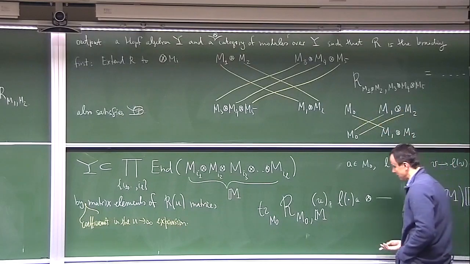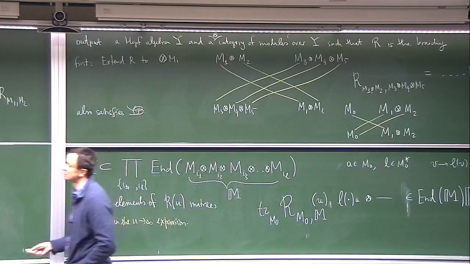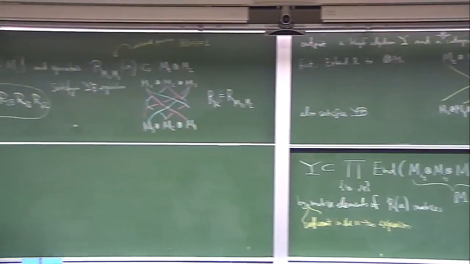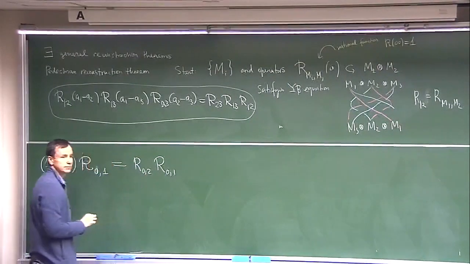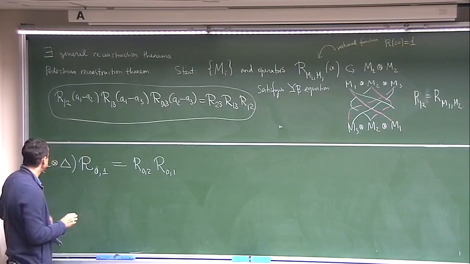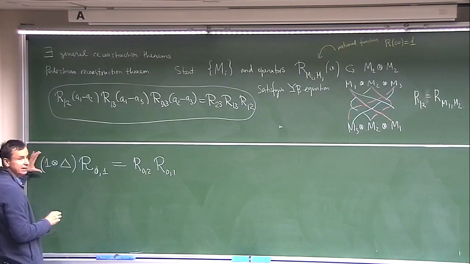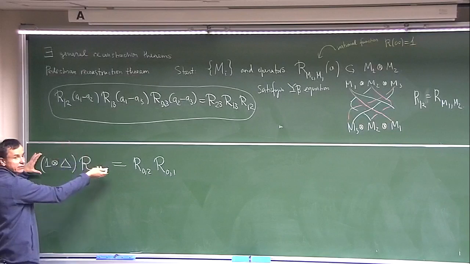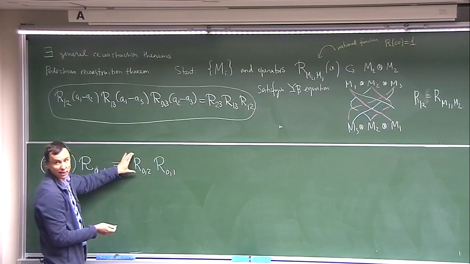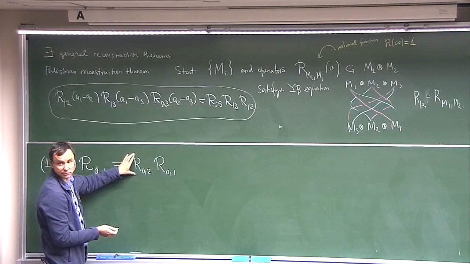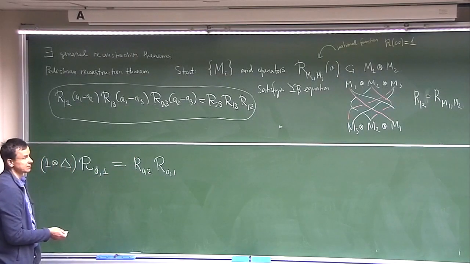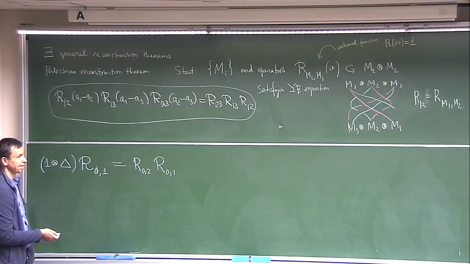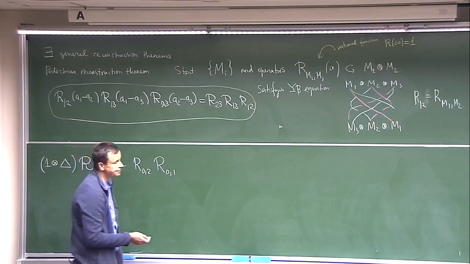So this means that if I take this coproduct, this is 0, 1, 2. If I take the matrix coefficient in the zeroth factor and the coproduct in the second factor, that means I have to take this zeroth coefficient in this expression. All right.